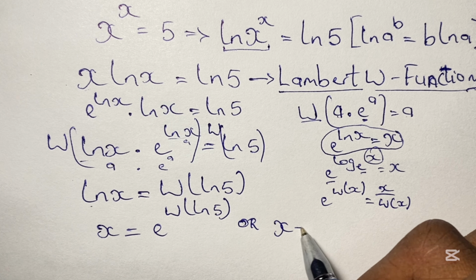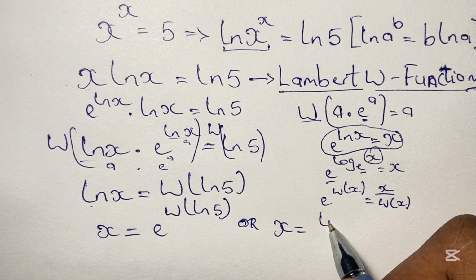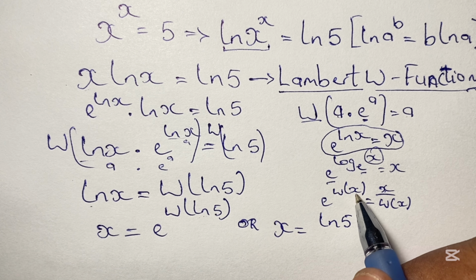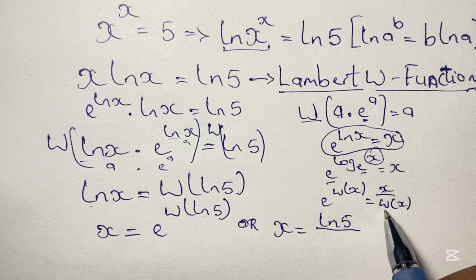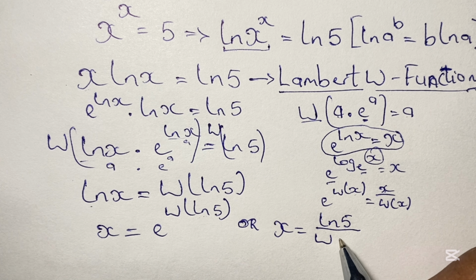So writing in this form, we'd have x is equal to ln 5, as we know that x here in this bracket is actually ln 5. So we'd have x being ln 5, so we have ln 5 over W of ln 5.